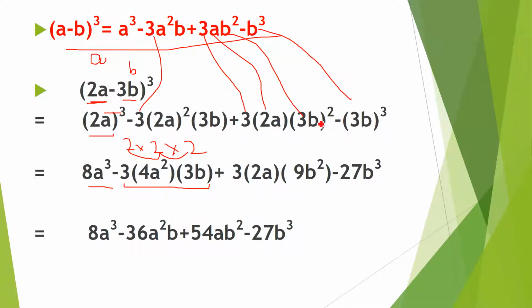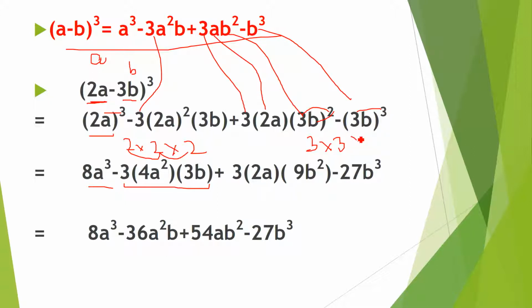Here is 3 2a, 3 square. It does not mean 3 times 2 is 6. It means 3 times 3. You have 3 times 2, 3 times 3 times, and b square, because this square belongs to 3. This square belongs to b as well. 9b square, minus this 3.